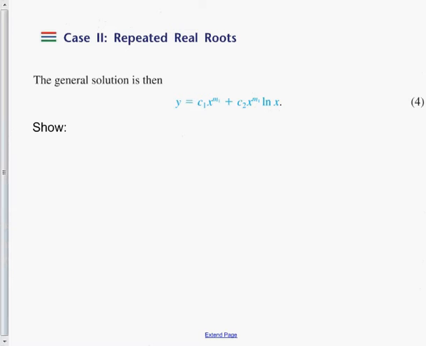If you have repeated roots, the general solution is of this form: c sub 1 times x to the m plus c sub 2 times x to the m times the natural log of x. Why is that?